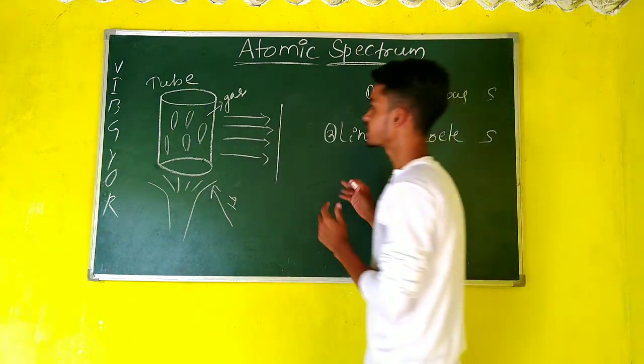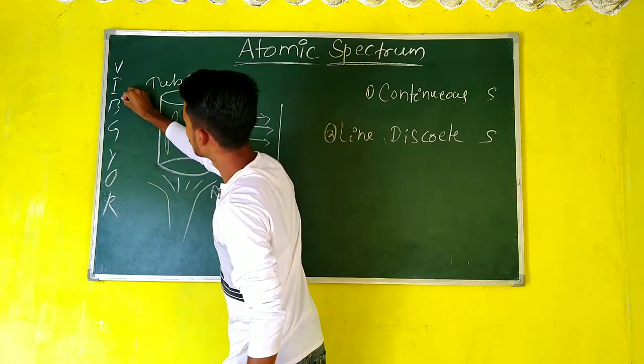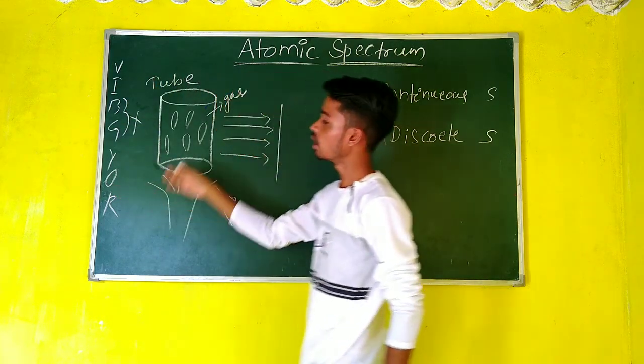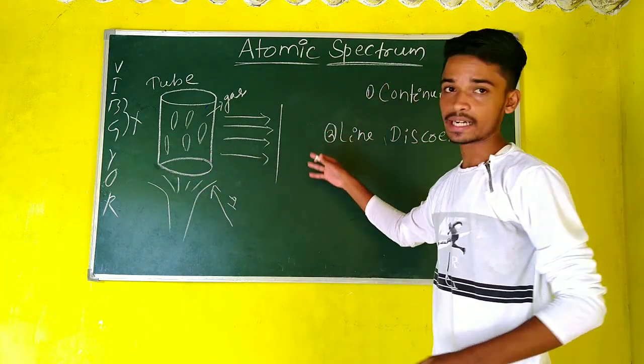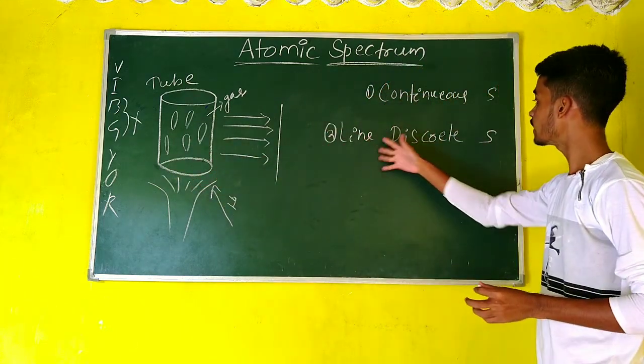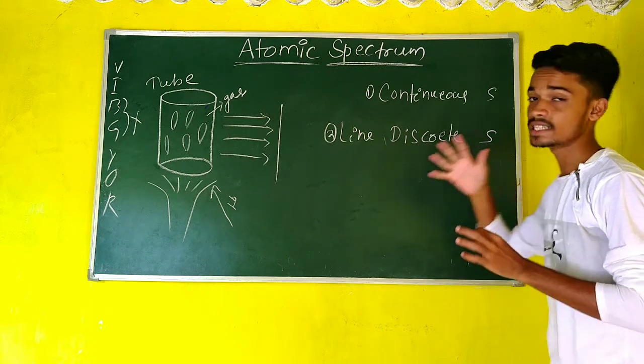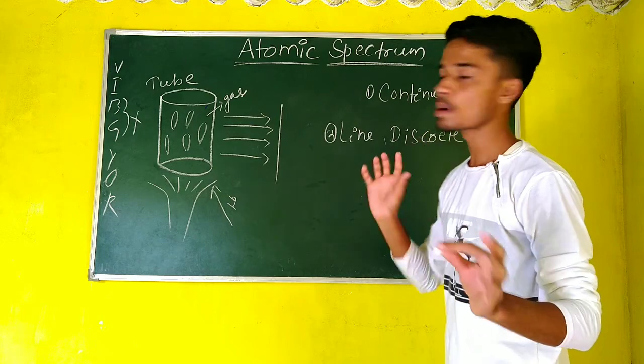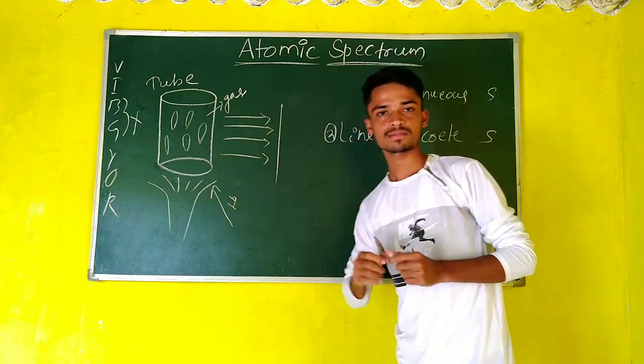And suppose, students, only some rays, such as blue, green and violet, are emitted, and not all of them. Then we call this a line or discrete spectrum. These are the fundamentals of the continuous spectrum and line spectrum, the basics of the atomic spectrum.